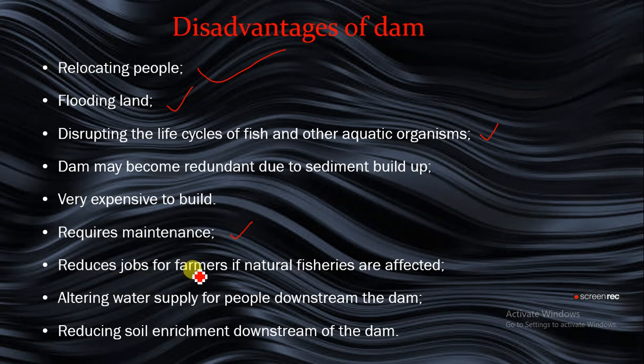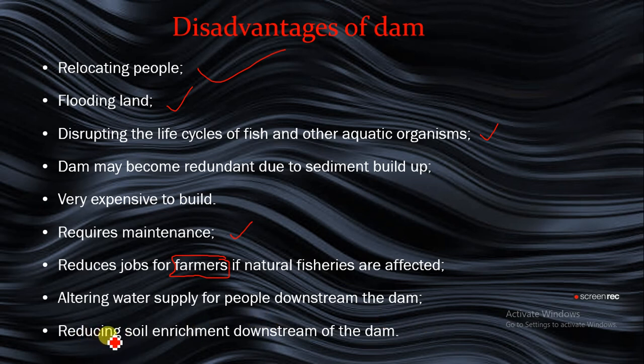It reduces jobs for fishermen. Because if the natural fish within the environment is affected during construction, the fishermen within that area will have to look for alternative jobs. Now, it also alters the water supply for people in the downstream. If the water is being stored in the upstream, then people downstream will not have enough water within the river to carry out their personal, domestic, industrial, and agricultural activities.